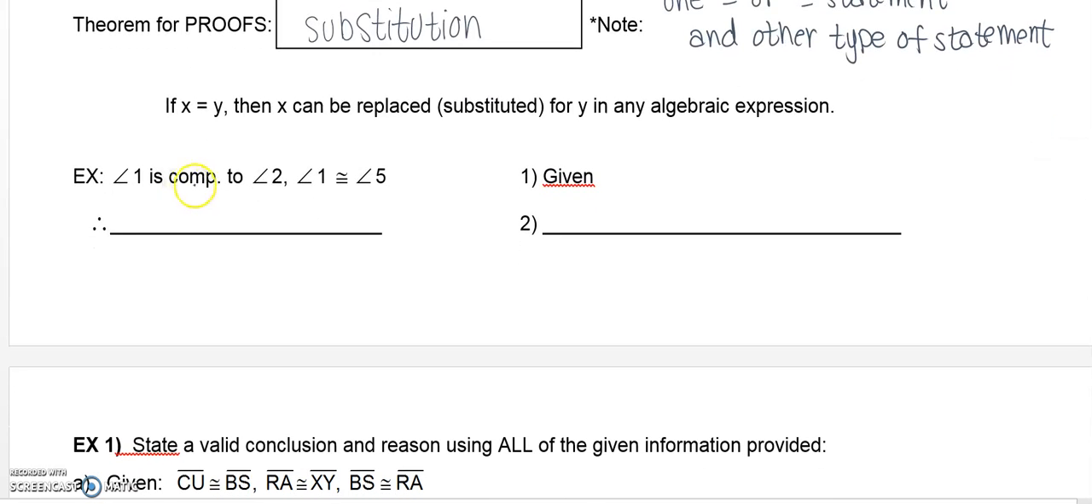So in our example, we know angle 1 is complementary to angle 2 and angle 1 is congruent to angle 5. So we know that 1 and 5 are congruent. Basically, they're interchangeable. So our conclusion could be that angle 5 is complementary to angle 2. We're just replacing 1 with 5, substituting it because we have this congruent statement. And that reason would be substitution.